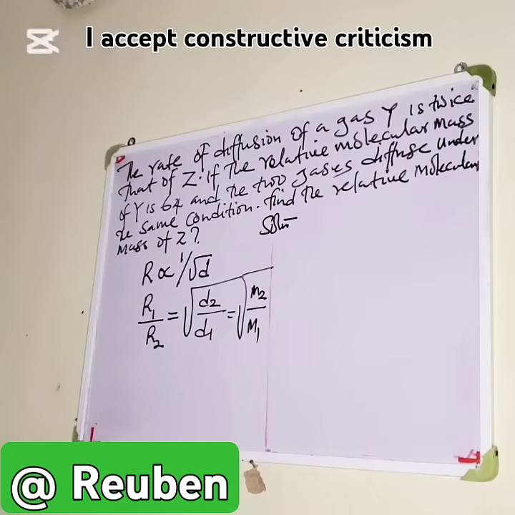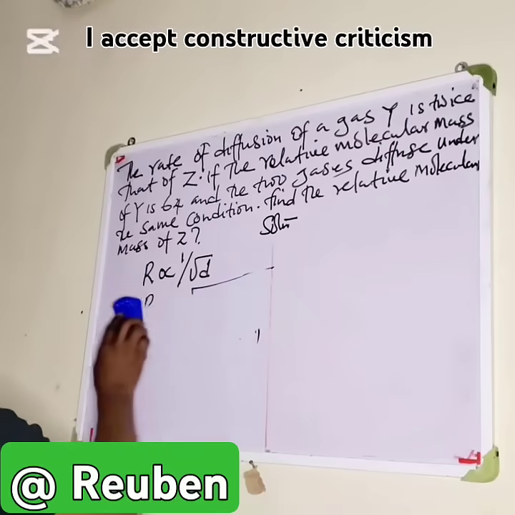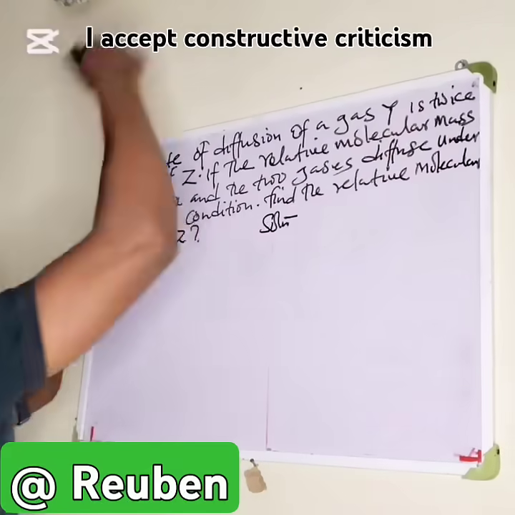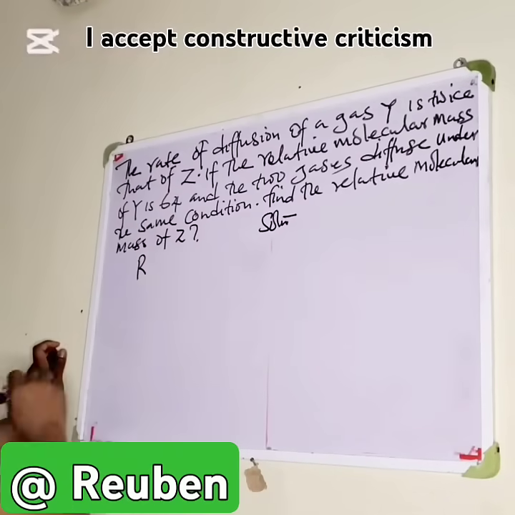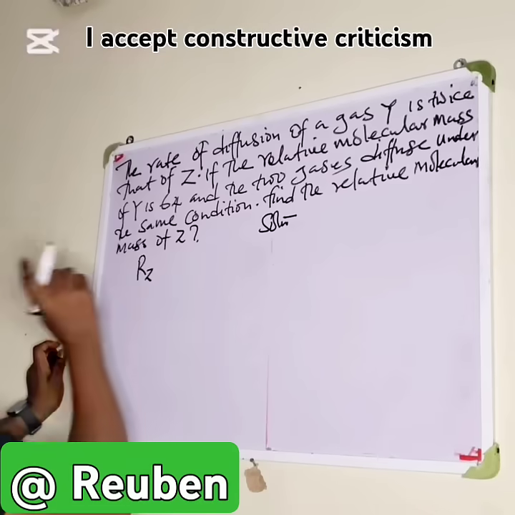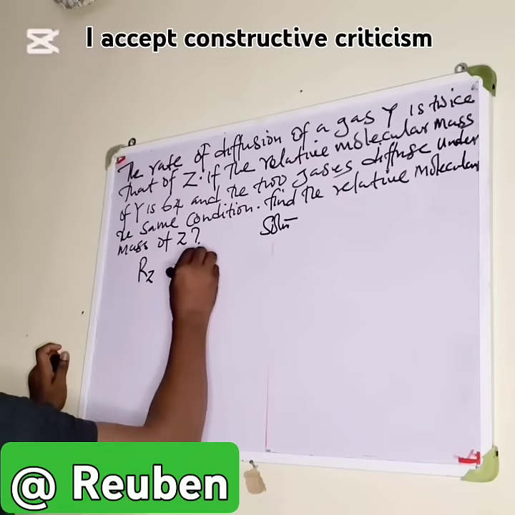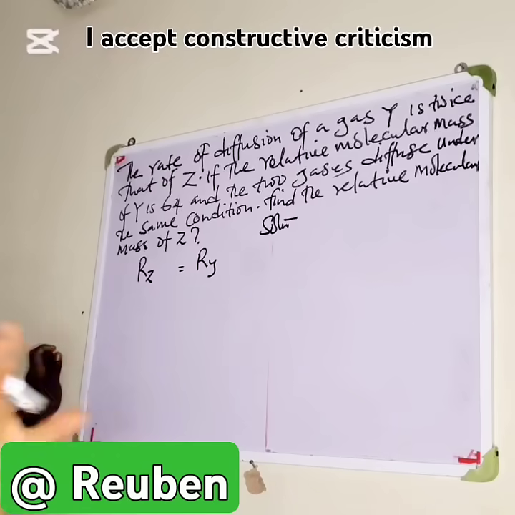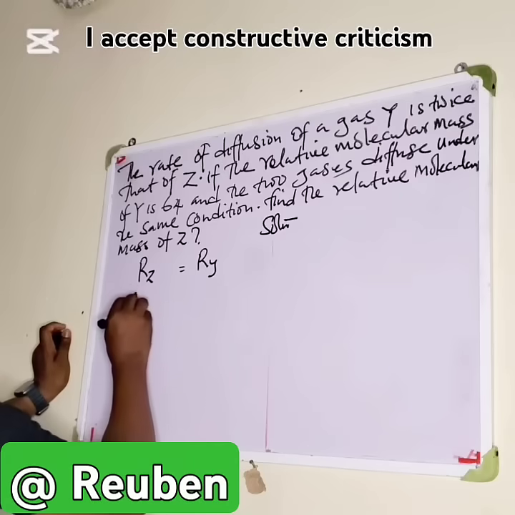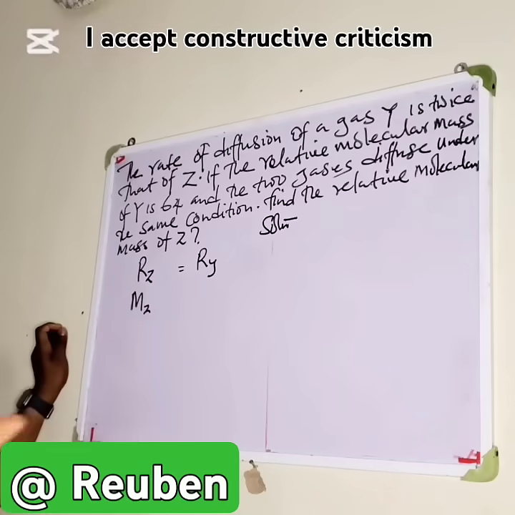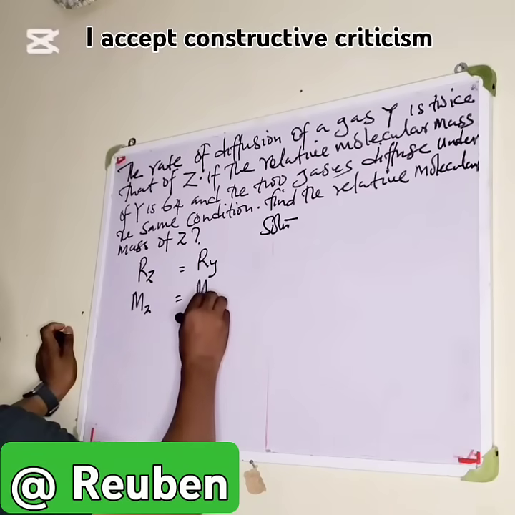So that is to say that the expression we are going to use here, since the diffusion of Y is twice that of Z, we have R Z, that is the rate of Z, and we'll also have R Y, that is the rate of Y. We have the relative molecular mass M Z, that is the relative molecular mass of Z, and also the relative molecular mass of Y.